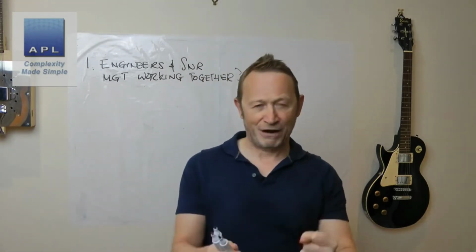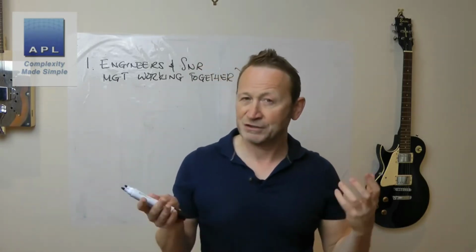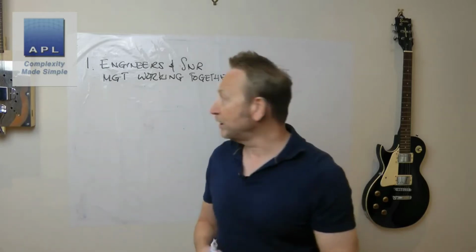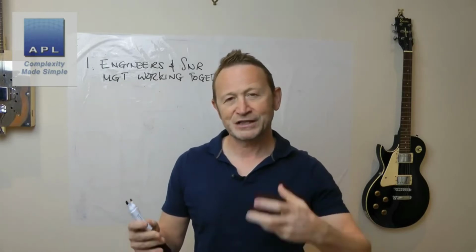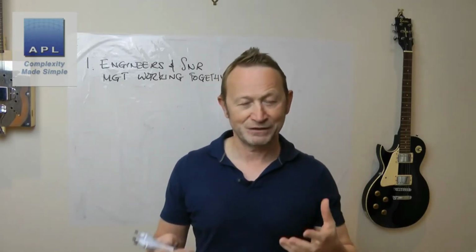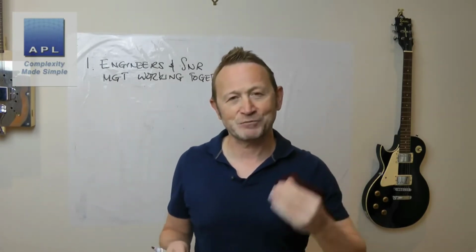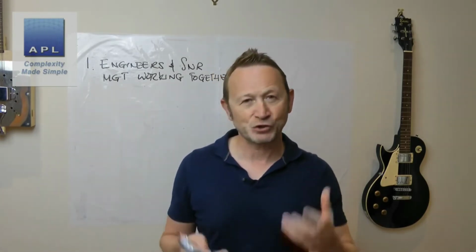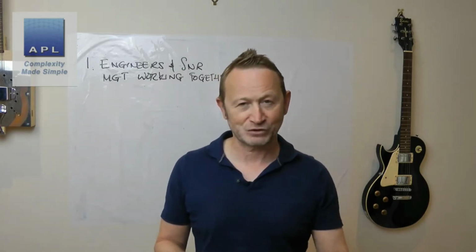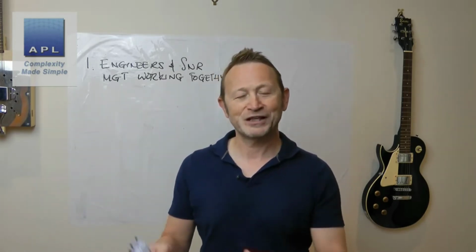Now for me, Frank, the answer here lies in design for Six Sigma. The reason why engineers and senior managers pull in different directions is because they don't really understand what the customer wants and what the customer values, and they haven't agreed what the customer wants and what the customer values. Because if they'd agreed that, then they would understand that what they're doing has to be done.